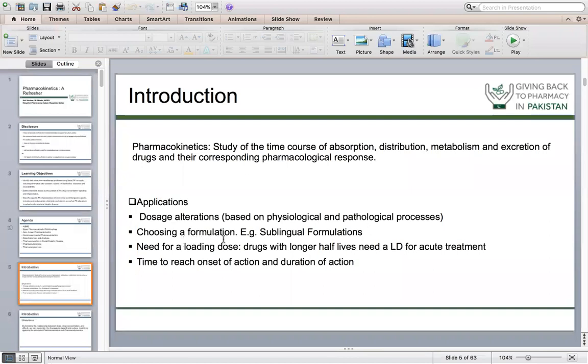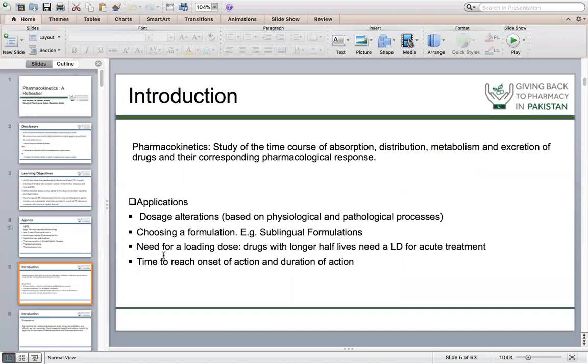Second is choosing a formulation. We also know that certain drugs undergo extensive first pass metabolism. And when we give them orally, a very minimal concentration will reach the target organ, all right? So we can formulate a different formulation and we can administer those drugs through different routes which avoid that first pass metabolism. For example, sublingual formulations. So based on the principles of pharmacokinetics, we can administer drugs through different routes.